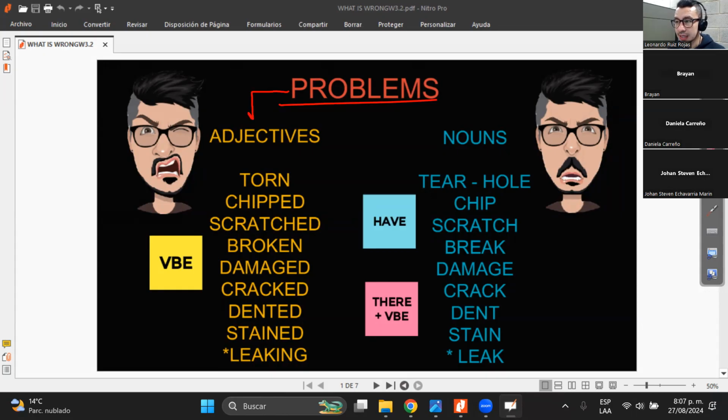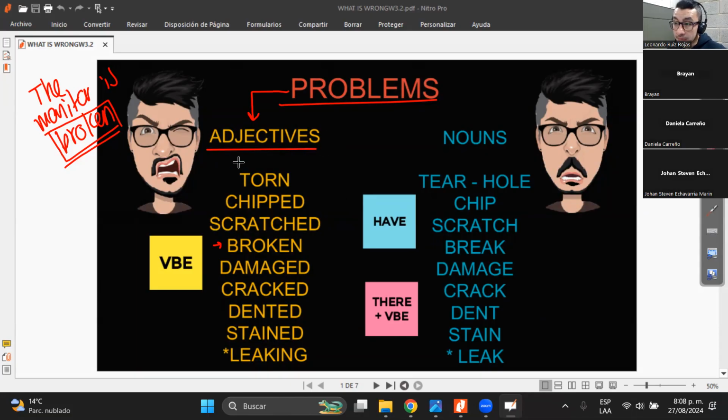We can do it as an adjective, as a characteristic of the object, as for example, Brian said, teacher, the monitor is broken, right? Then when I use this part, broken, it's a characteristic, and it's the state of the object. So the state of the object is broken or damaged. So in that case, I can do it as an adjective.